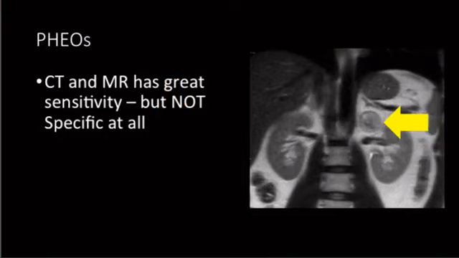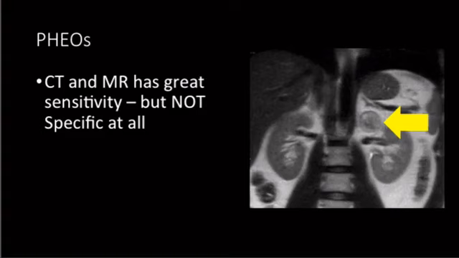CT and MRI are excellent for finding the mass, but they're totally nonspecific. And pheos appear similar to other adrenal lesions. There are papers that will tell you only 65% of pheos are correctly diagnosed, and 35% are misrepresented as malignant. Can pheos be malignant? Sure, but there's a 10% rule. 10% of everything for pheos: 10% bilateral, 10% this, 10% that.